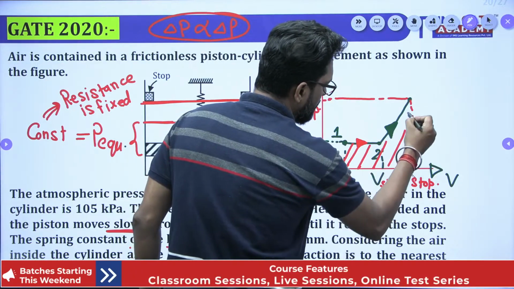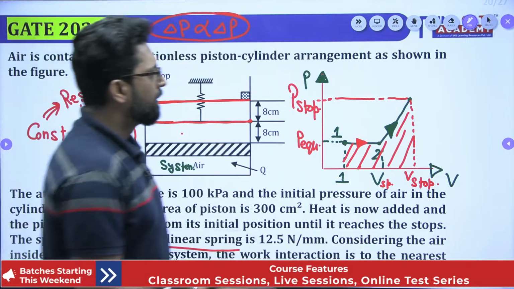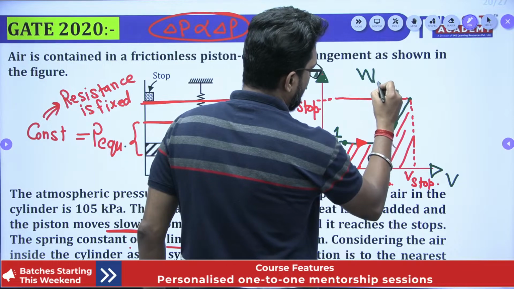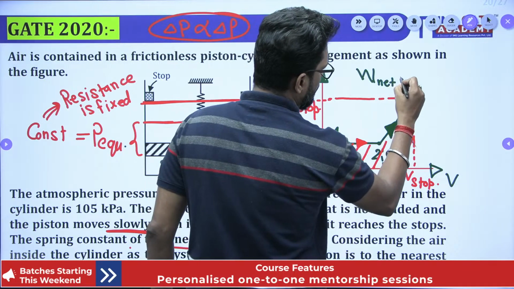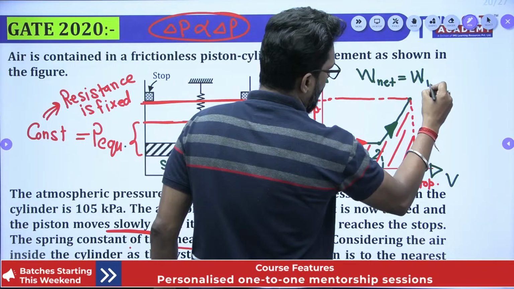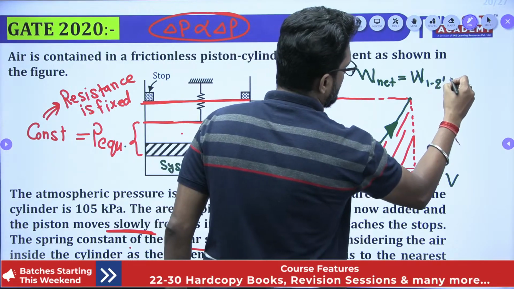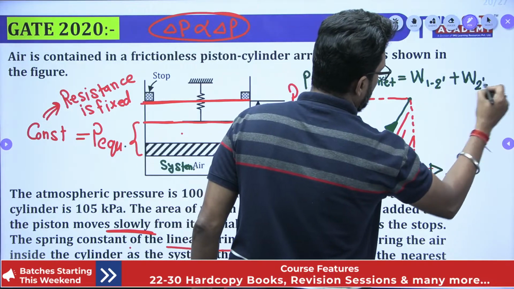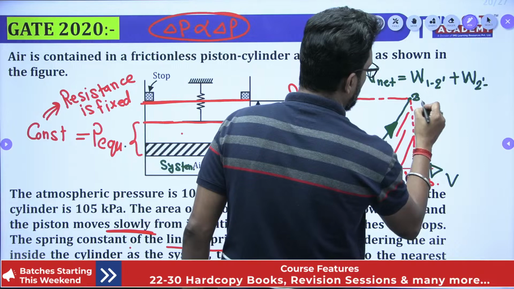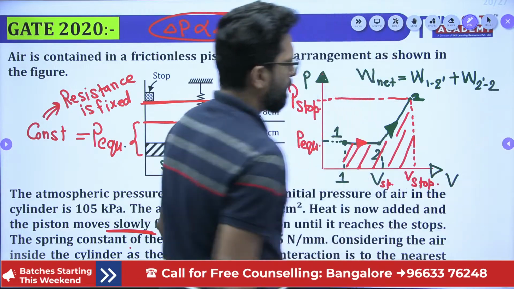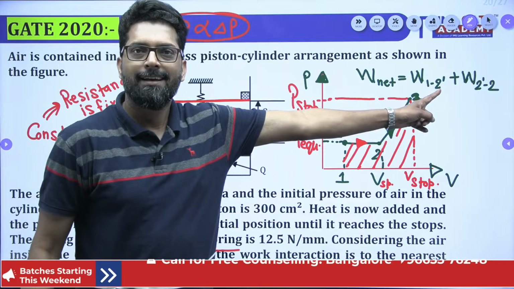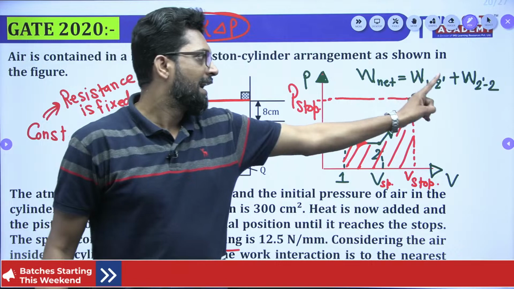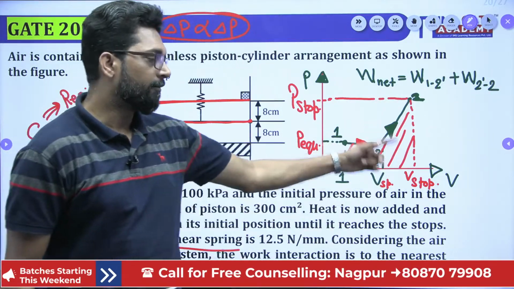This is your work interaction. So my dear, work interaction W net is equal to W 1 to 2 dash plus W 2 dash to 2. For 1 to 2 dash, the process is equilibrium constant pressure, and for 2 dash to 2, there must be a linear process.